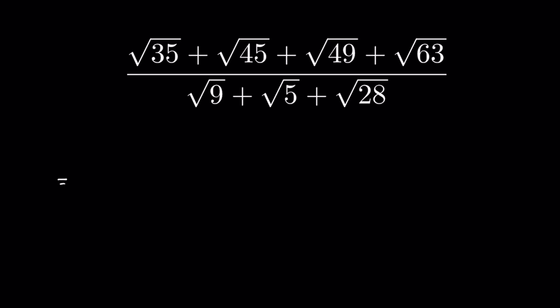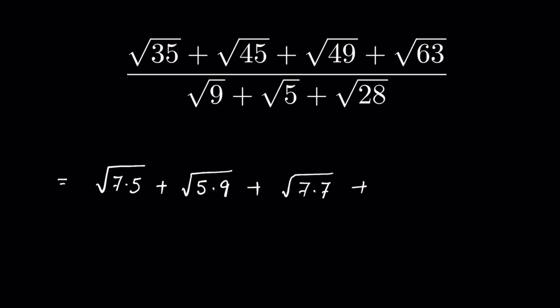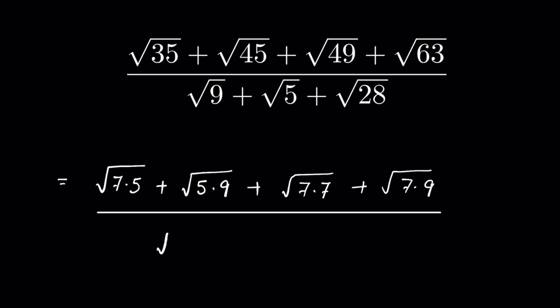Now square root of 35, we can write it as 7 times 5 under square root, plus square root of 45 as 5 times 9 under square root, plus square root of 49 as 7 times 7 under square root, plus square root of 63 is 7 times 9 under square root. Then upon square root of 9 plus square root of 5 plus square root of 28 as 7 times 4 under square root.